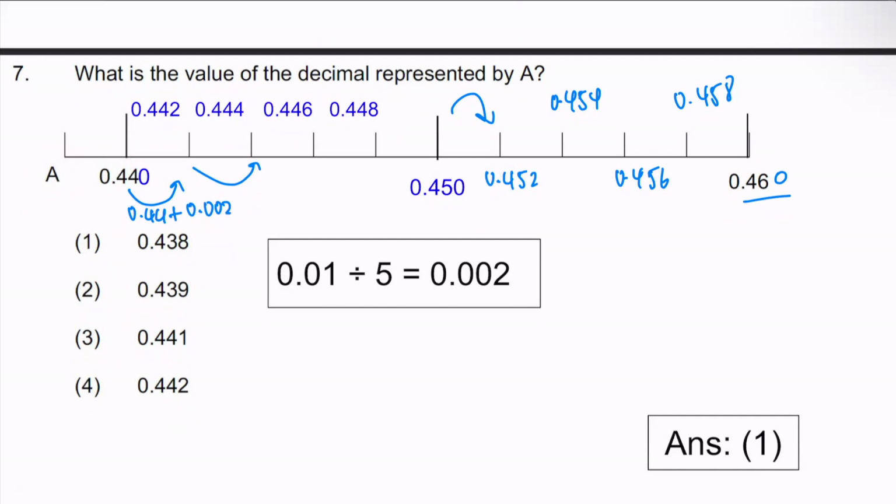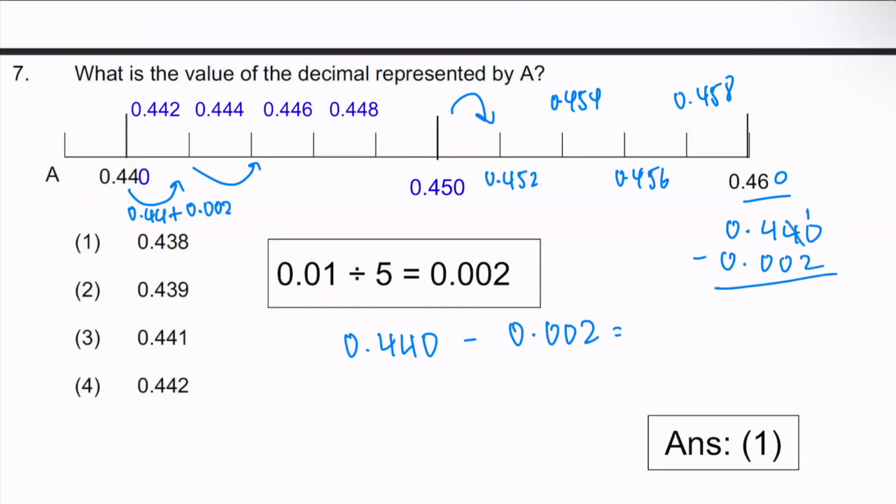So 0.440 minus 0.002 equals to, okay, do your working. 440 minus 2, okay, 3, 4 minus 0 is 4. Then you have your answer, 0.438. So the answer is number 1.